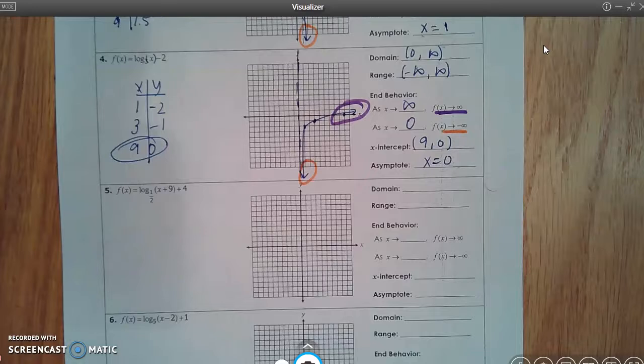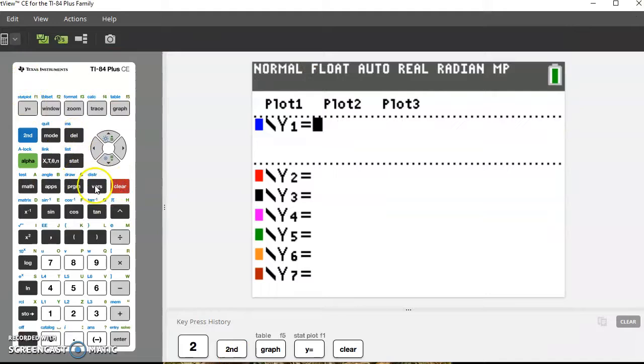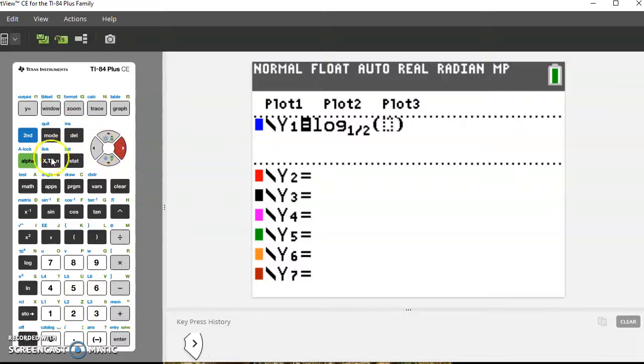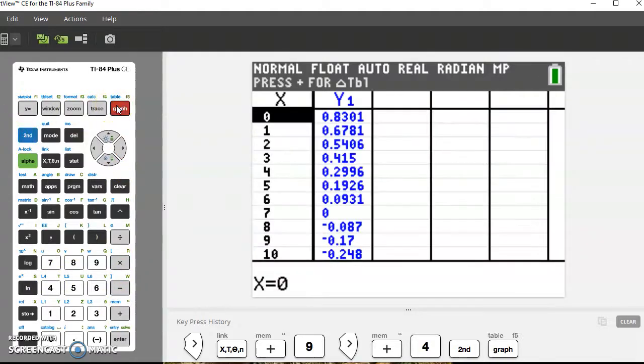Okay, we have time and more, so let's do number 5. Let's go through and plug this into our calculator. We will go to y equals, clear it out. We're going to type in alpha window, number 5. We'll do 1 divided by 2, and then we have x plus 9, arrow outside of that, and then we'll do our plus 4. Go to our table of values.